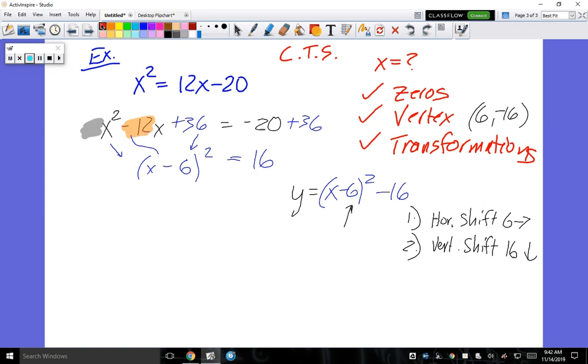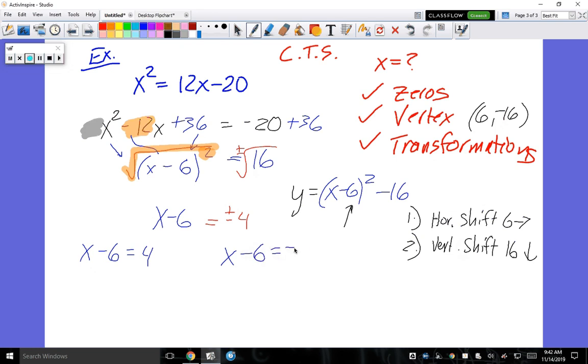Ready? Here we go. I'm going to take the square root of both sides, plus and minus on that. So plus and minus 4 is equal to just what I have, because the squared and the square root cancel. And now I have 2 answers. X minus 6 is equal to 4. X minus 6 is equal to negative 4. Feels a lot like that absolute value stuff. So we should have gotten 10, and we should have gotten 2.